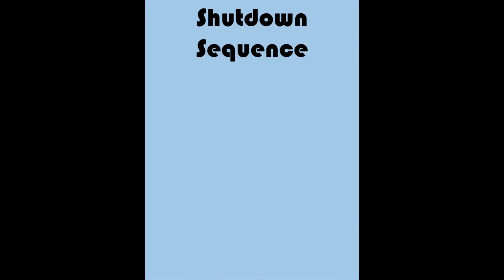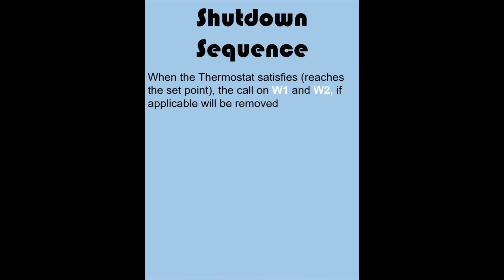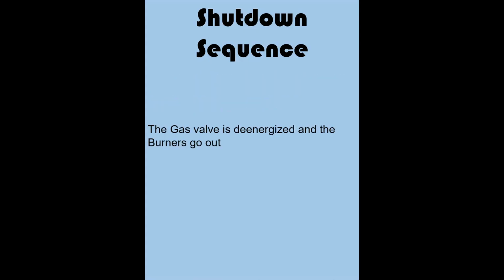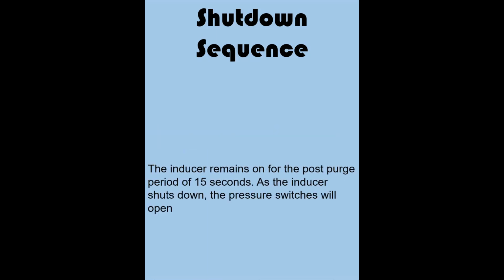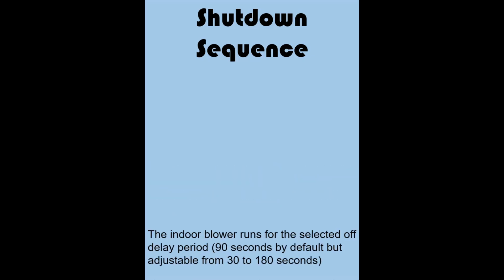Shutdown sequence. When the thermostat satisfies, reaching the set point, the call on W1, W2, if applicable, will be removed. The gas valve is de-energized and the burners go out. The inducer remains on for the post-purge period of 15 seconds. As the inducer shuts down, the pressure switches will open. The indoor blower runs for the selected off delay period, 90 seconds by default, but adjustable from 30 to 180 seconds. You don't want to go too long, but you want to get that residual heat off the furnace also.